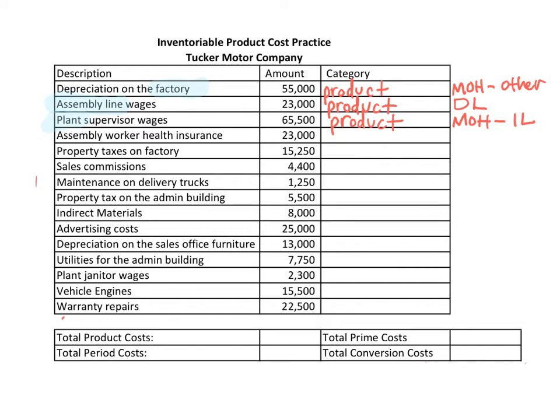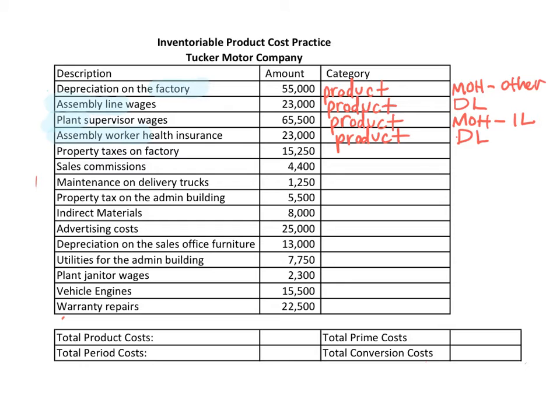Now let's go to our next item, assembly line health insurance. So here the keywords are assembly worker, because that has identified this cost as relating to factory production. So it's going to be a product cost. Specifically, it would be direct labor because it is part of our assembly line cost of workers.